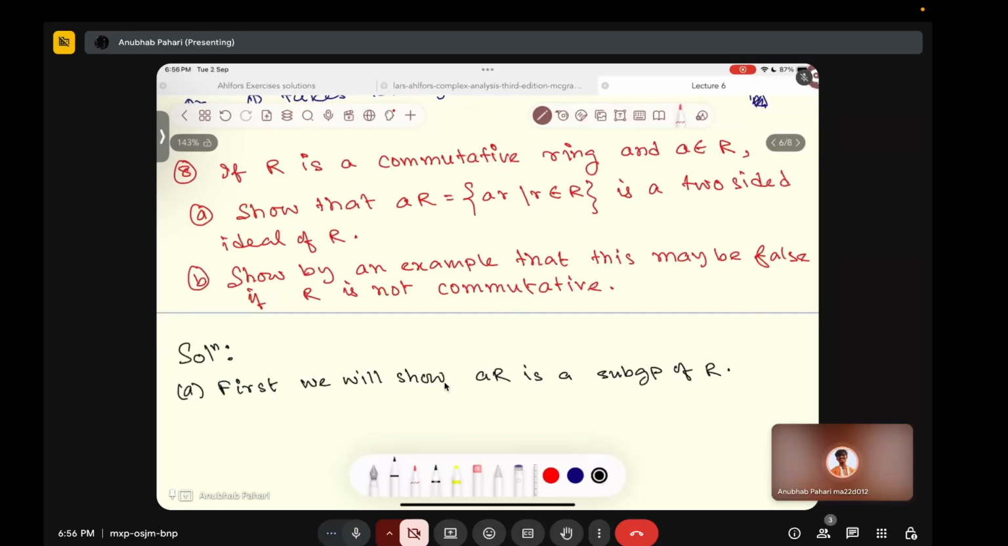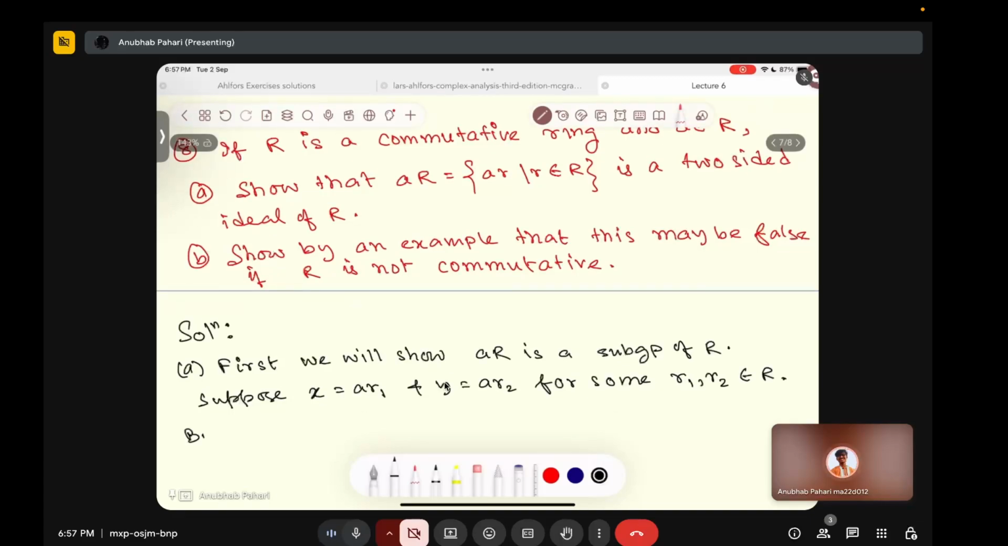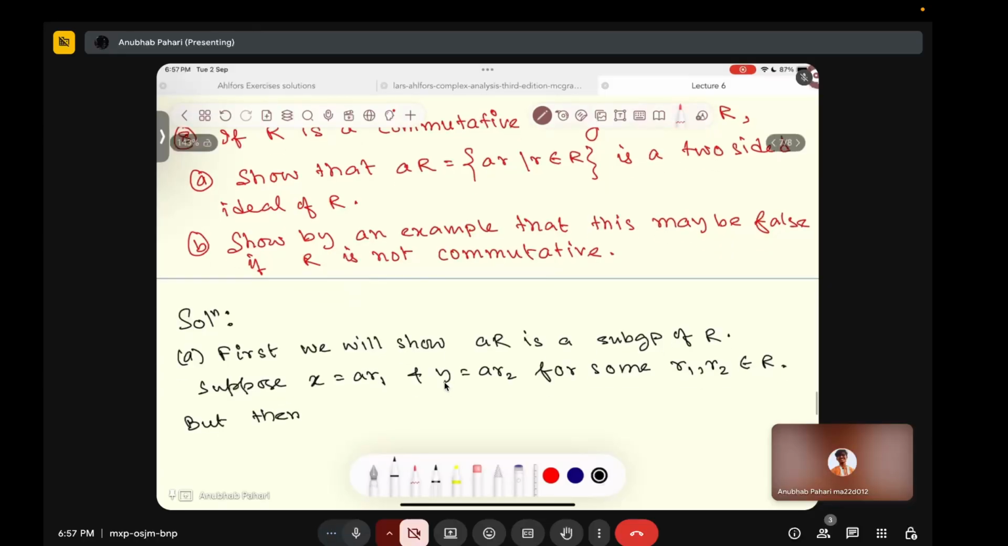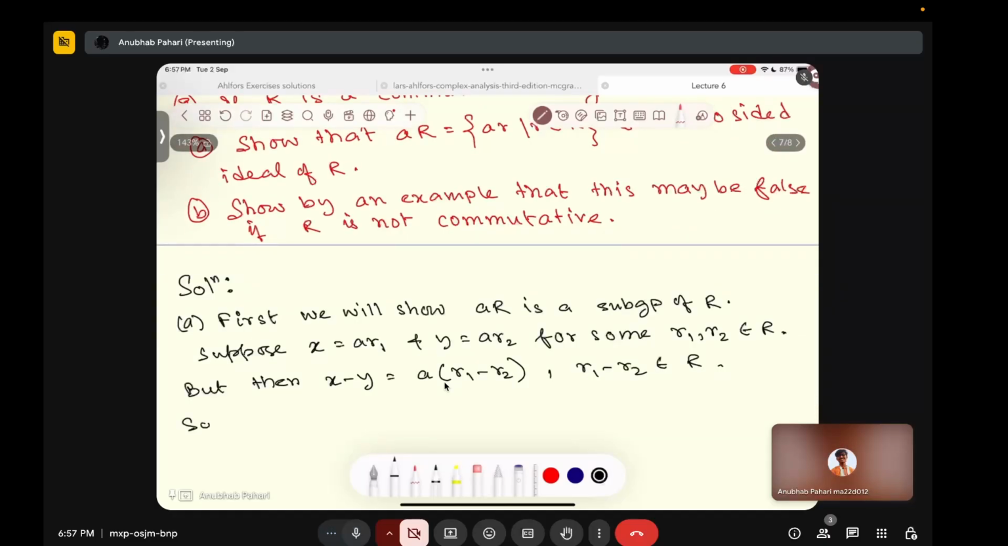But this is simple because suppose x equals a r1 and y equals a r2 for some r1 and r2 of R. But then x minus y should be a(r1 minus r2). r1 minus r2 belongs to R because it is a ring. So x minus y belongs to aR.